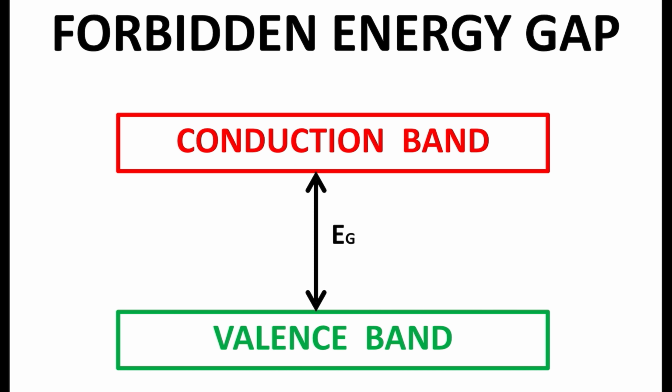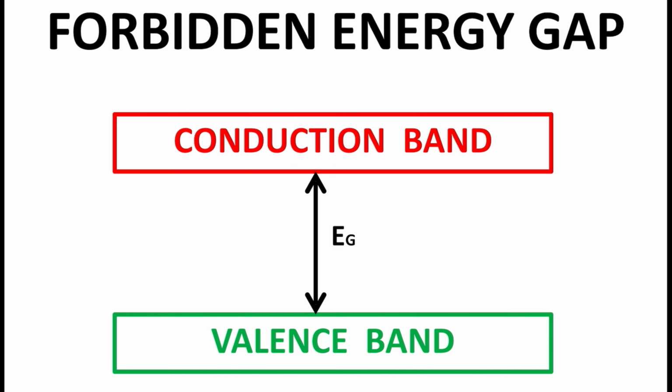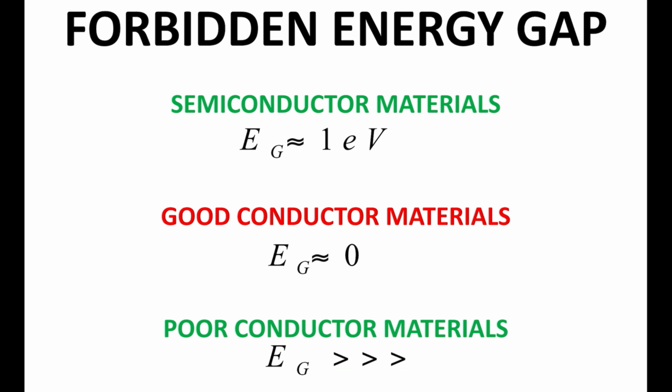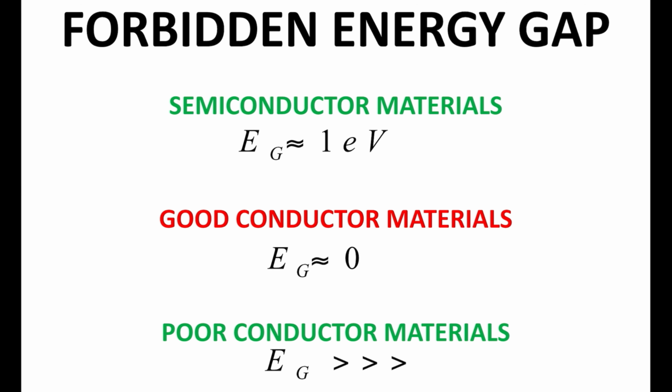Energy gap between highest energy level in valence band and lowest energy level in conduction band is called forbidden energy gap. No energy level of electrons is allowed within this forbidden energy gap. Forbidden energy gap is about 1 electron volt in case of semiconductor materials and is almost zero in case of good conductor materials. The value of forbidden energy gap is very large in case of poor conductor materials.